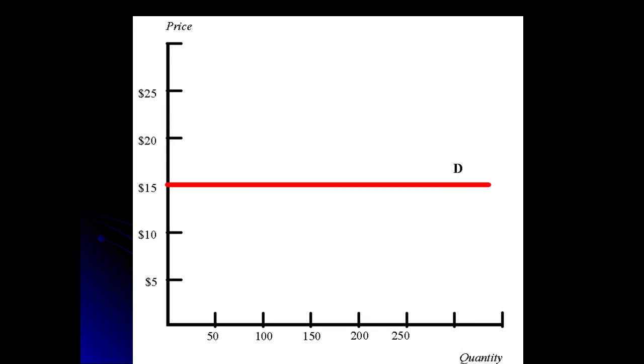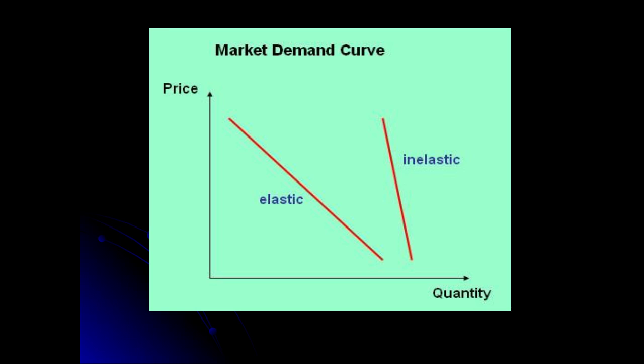Here's an example of perfectly elastic demand. The price does not change no matter the quantity sold. Again, not really easy to make a real life example out of, but if we were to make an example of an elastic demand and inelastic demand on a graph, it would look something like this. So this line here, this is our elastic demand line.